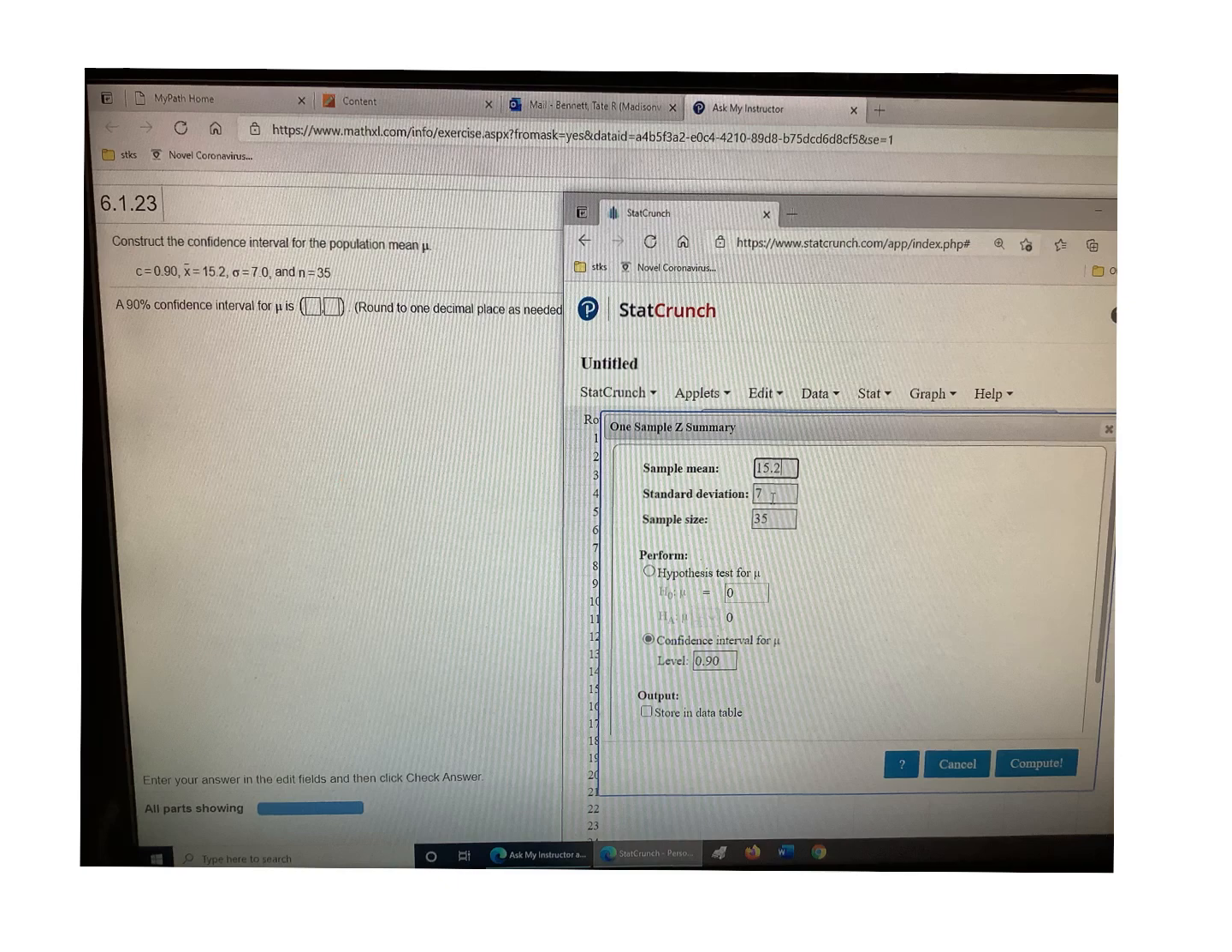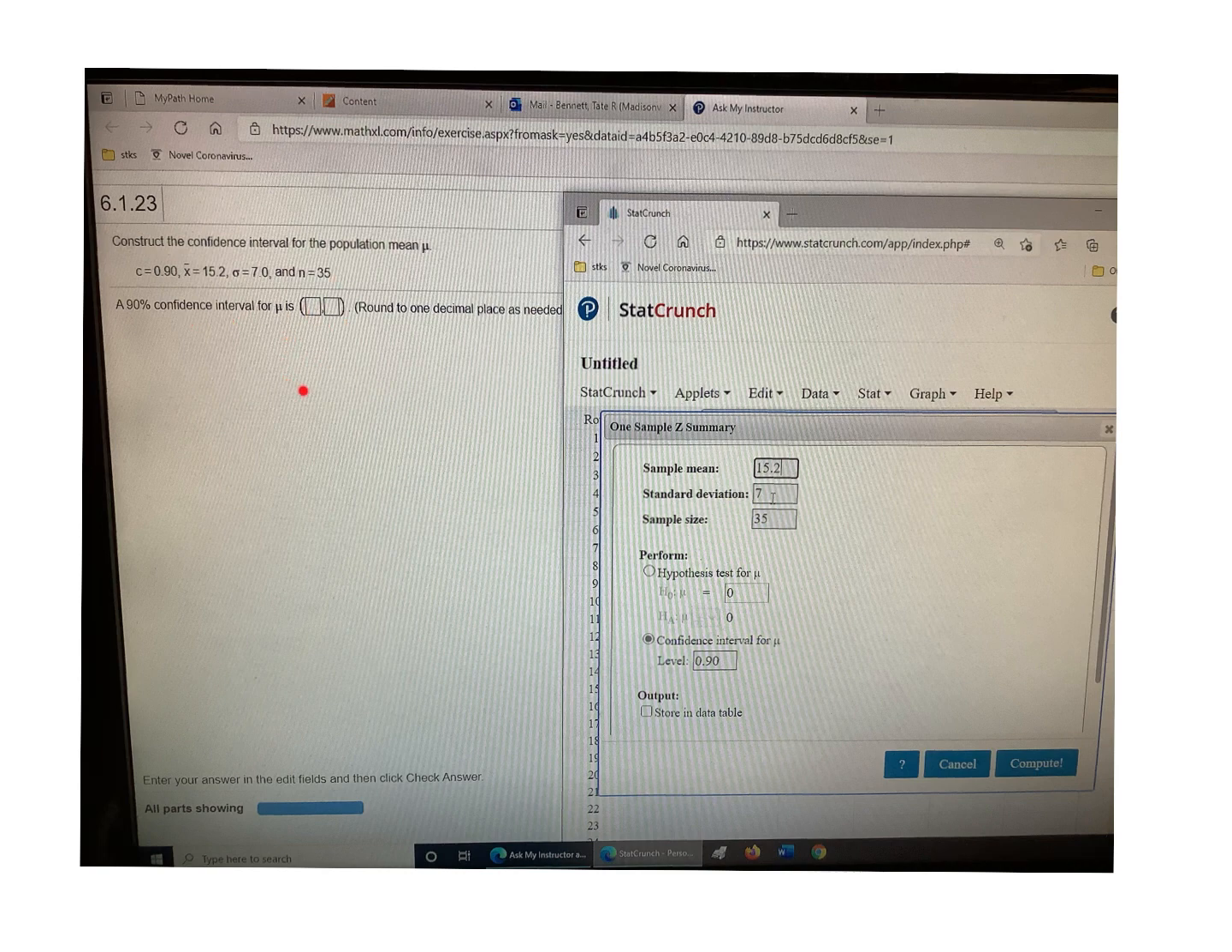Hello, I saw your question in the email from 6-1. Construct a confidence interval for the population mean mu. The confidence interval is 0.9, or 90%. The sample mean is 15.2, the population standard deviation is 7, and the sample size is 35.